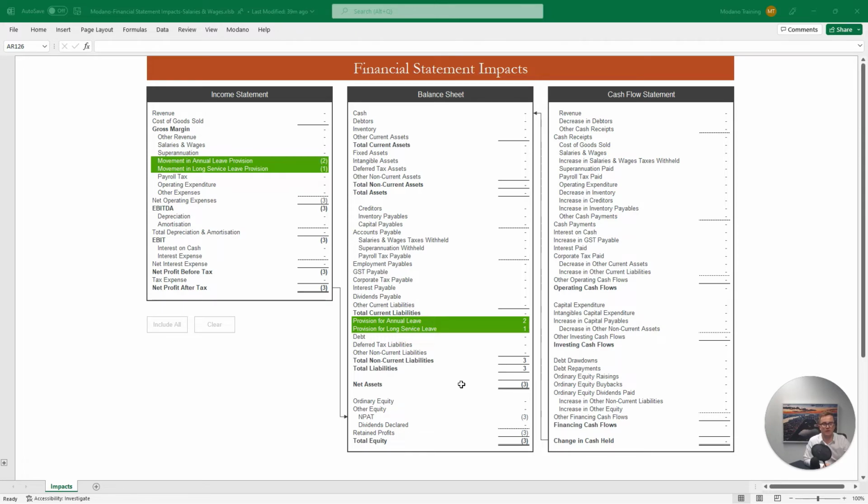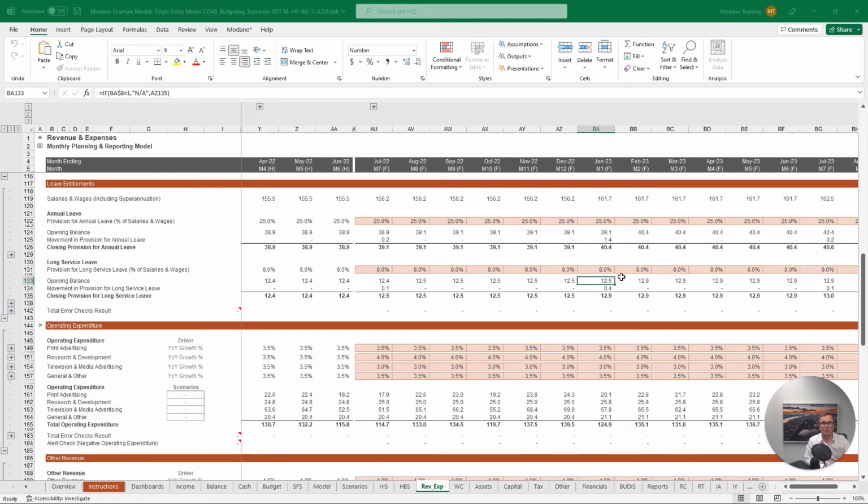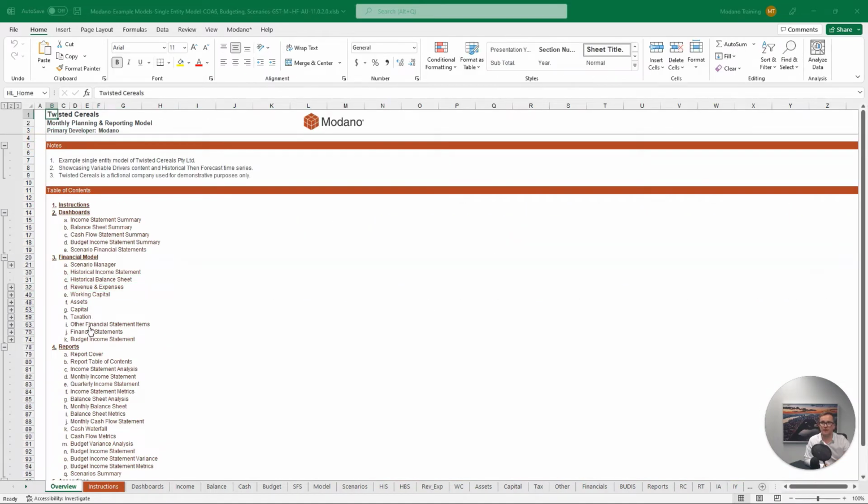The increase in liabilities and the decrease in equity ensure that net assets remain balanced and the balance sheet balances entirely. Jumping back to our example, if we want to see the movement from our 12.5 to our 12.9 balance in Jan 23 for our provision of long service leave, and we want to see the movement of 0.4 hitting our financial statements, then we can head back to our table of contents and activate our financial statements.